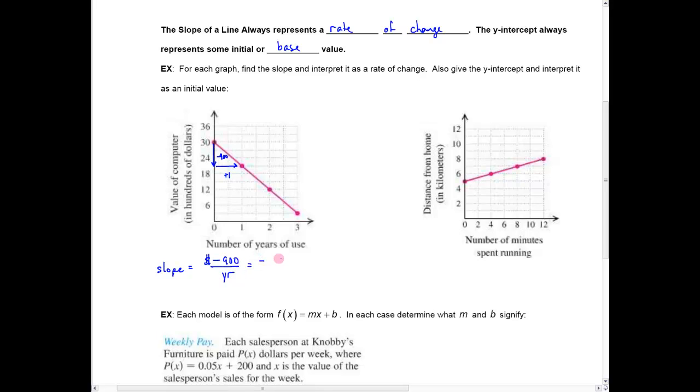So that would be a negative $900 per year that computer is decreasing in value. So we'd call that the depreciation. Okay, so that's an example of a rate of change. It's the value of the computer is changing at the rate of $900 per year.